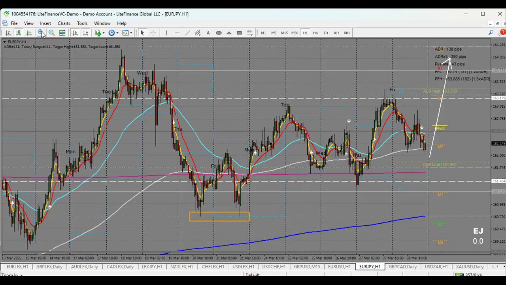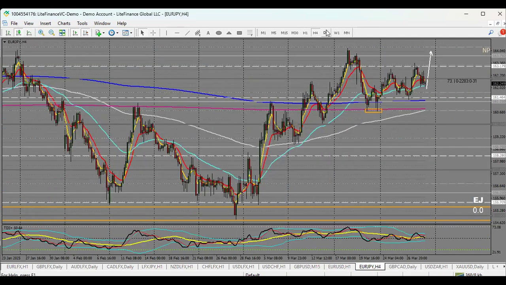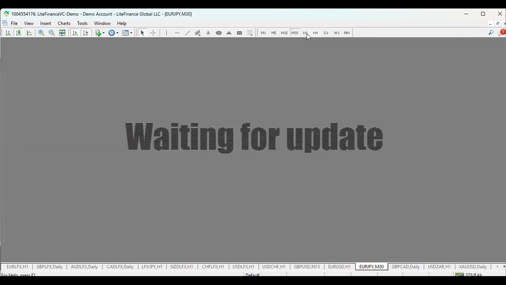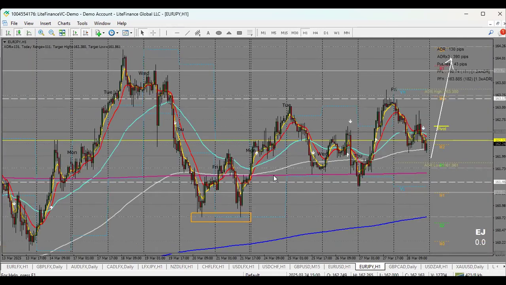So that's my anticipation on Euro JPY. So this here can be observed as a peak reset, and we had already moved. We're having a consolidation, waiting for another move going up. So Euro JPY will be looking for buys.